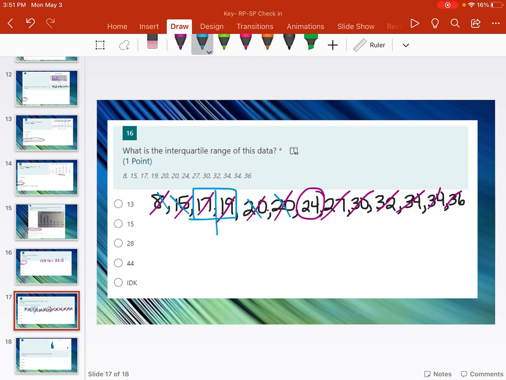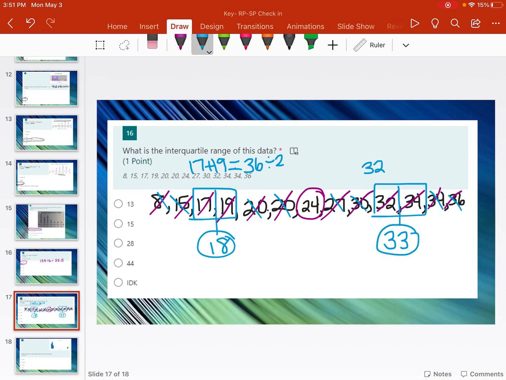17 plus 19 divided by 2 is 18. Remember, you add them together. 17 plus 19 equals 36, and then divide that by 2. That's how we get to 18. Same thing on the other side, so cross, cross, cross, cross. It's in between 32 and 34. I'm hoping that you just know that 33 goes in between those, but if you don't, you could do 32 plus 34, get 66, and then divide by 2.